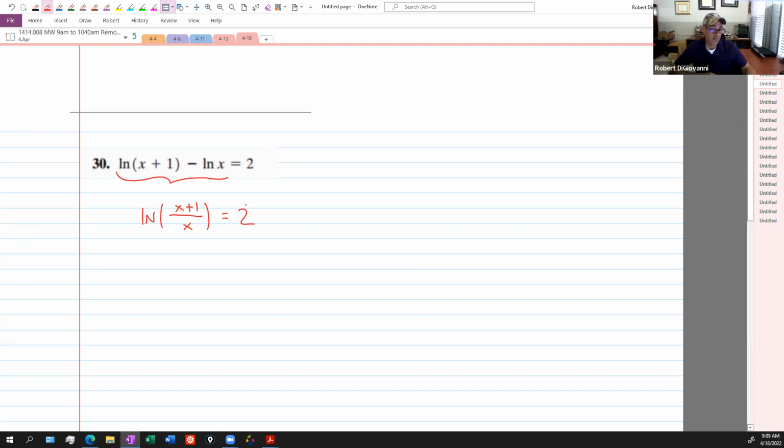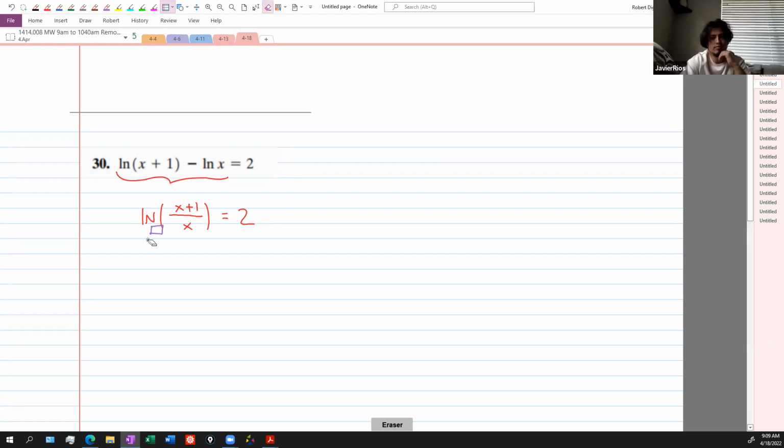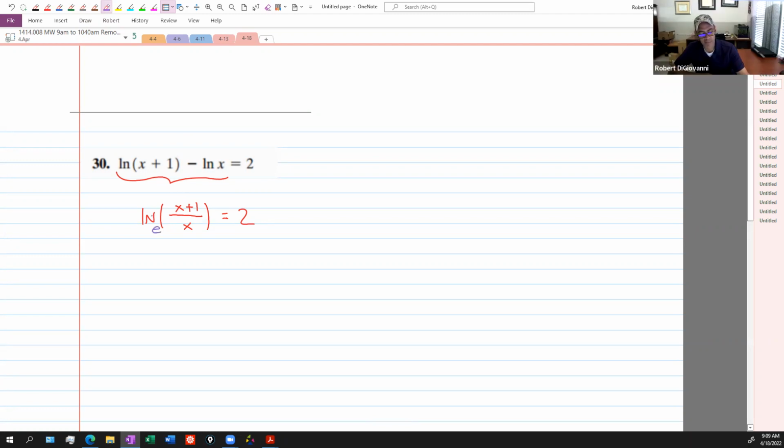And now, since we're using the natural log and we go to use the loop, we have to realize that when you have the natural log, this base is actually what? What's the base of the natural log function? E. It's e, right? So this is e down here. So when we do our loop, e squared is this. So we get e squared is x plus 1 over x.